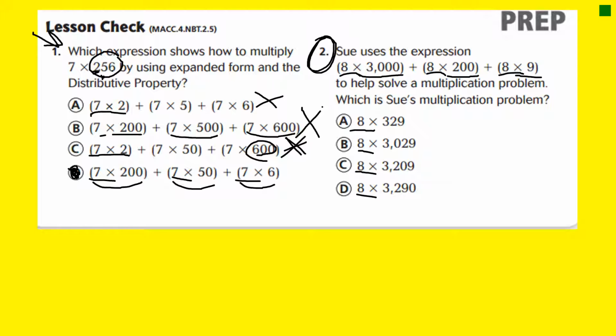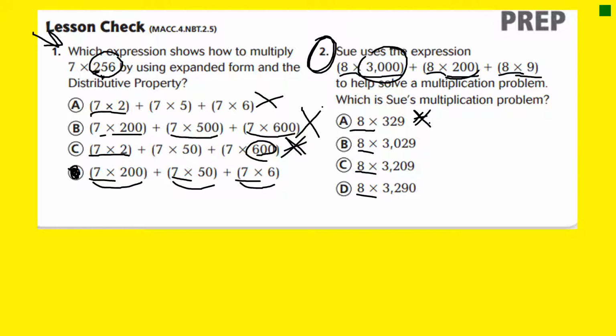Okay, so the first part of the number is 3,000. So look at choice A. Oh no, that's 300. Goodbye, A. Choice B, oh, that has 3,000. All right, we'll leave that. Oh, so do C and D. All right, so the only one we could eliminate there is A.